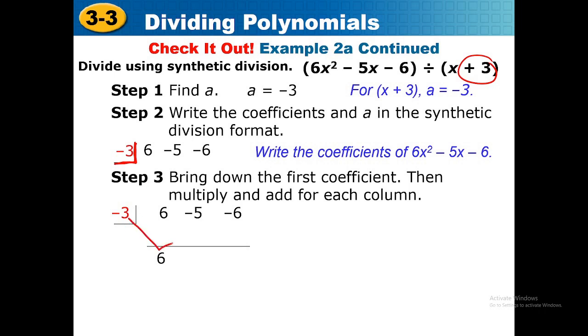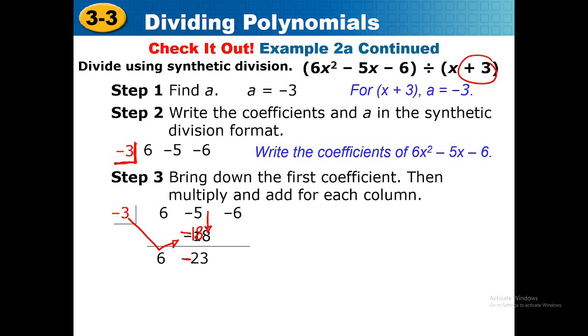Multiply. Multiply negative 3 and 6. How much do you get? Negative 18. What's the next thing to do? Add. So what? Negative 23. I agree with that. That's a negative 18, negative 23.